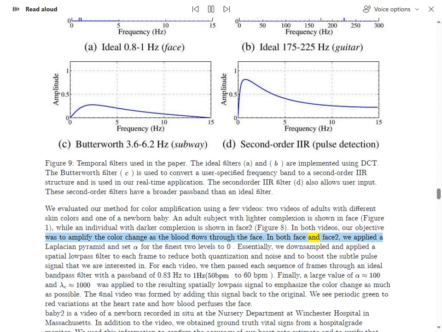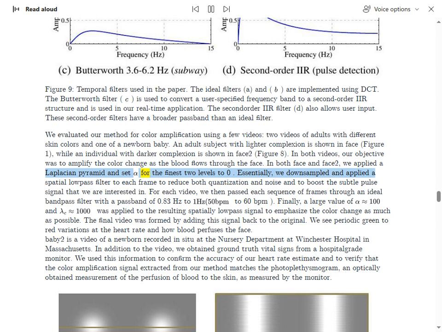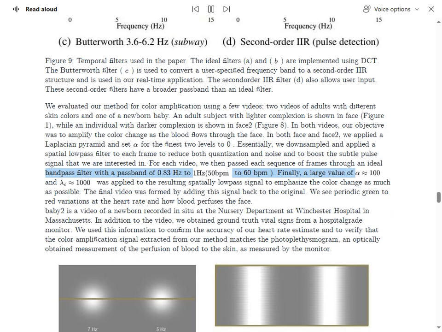In both face and face 2, we applied a Laplacian pyramid and set alpha for the finest 2 levels to 0. Essentially, we downsampled and applied a spatial low-pass filter to each frame to reduce both quantization and noise, and to boost the subtle pulse signal that we are interested in. For each video, we then passed each sequence of frames through an ideal bandpass filter with a passband of 0.83 Hz to 1 Hz, 50 BPM to 60 BPM.